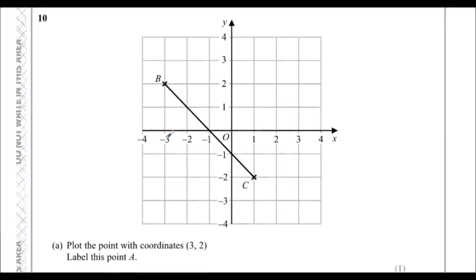Question 10. Plot the point with coordinates 3, 2. So it's x, then y. So 3, 2. X is 3. Y is 2. And label this point A.